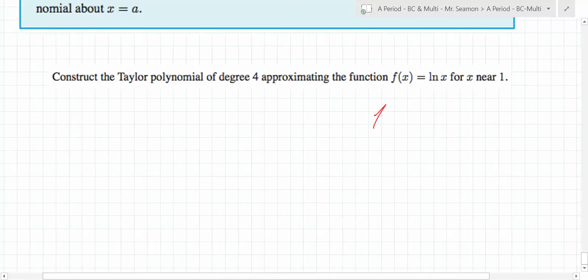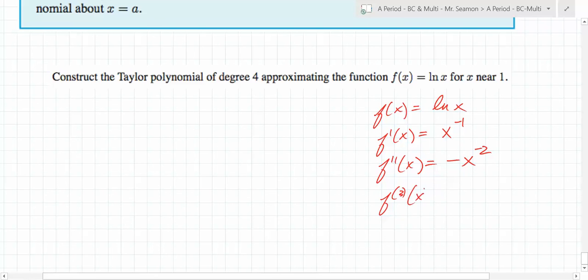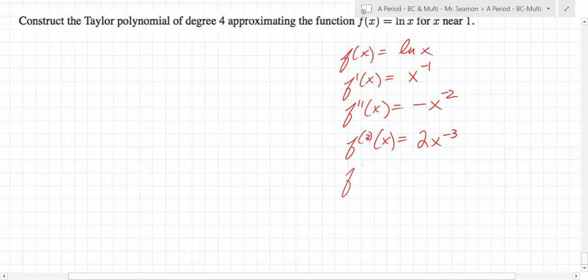Exactly. Literally start that. And don't be lazy about it because if you do, things go bad. So what's f prime of x going to be? x to the negative 1. What's f double prime going to be? Negative x to the negative 2. And what's f3 going to be? 2x to the negative 3, right? And what's f4 going to be? Negative 6x to the negative 4.